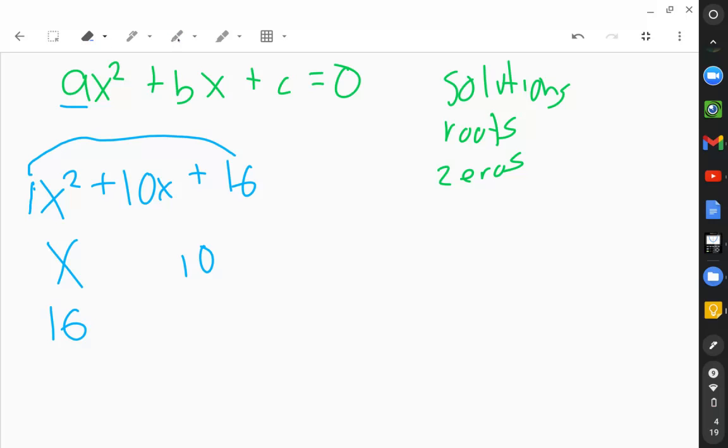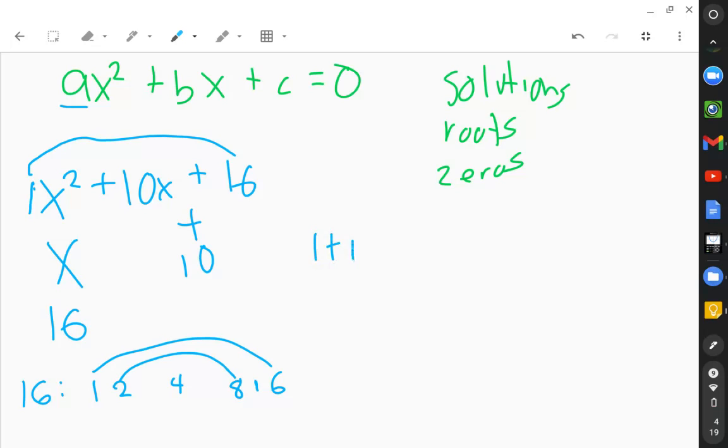Just write that up here, keep it more consistent. And so if you need help figuring out what those numbers are, just list out all the factors of 16. So I know 1 times 16 gives me 16. I know 2 times 8 gives me 16. And I know 4 times 4 gives me 16. So which of these pairs multiplies to 16 but adds up to 10?